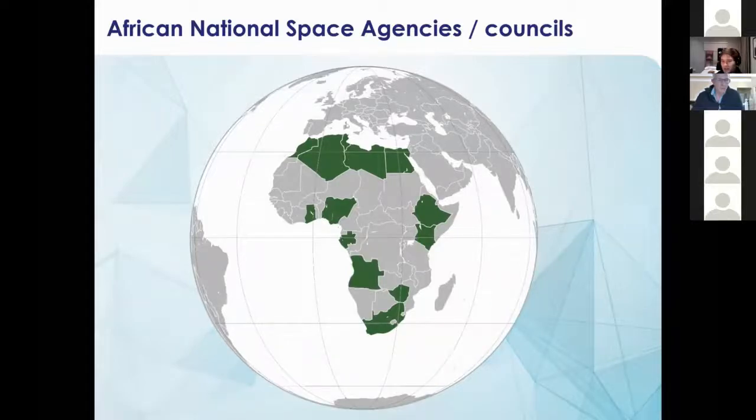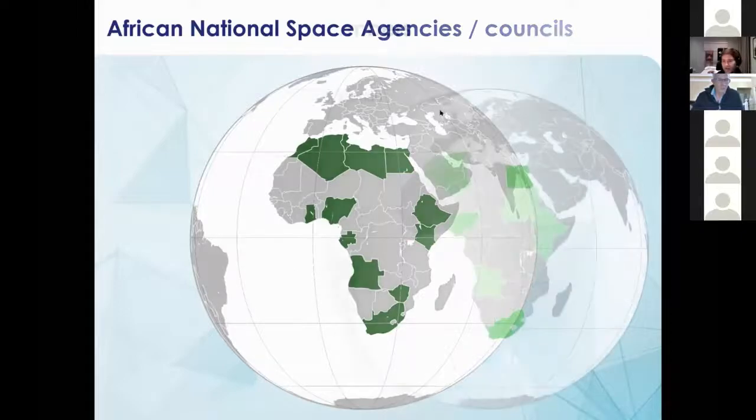It's not even known that Africa has that much of a footprint in space. On this map, I colored all the countries in Africa that have national space agencies or space councils. There might even have been 1 or 2 added since I drew this map. So this is already a lot more than many people know. But not all of these space agencies own satellites.